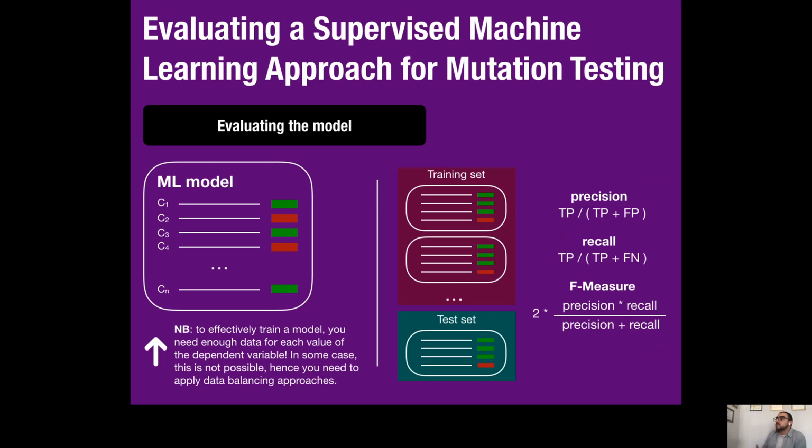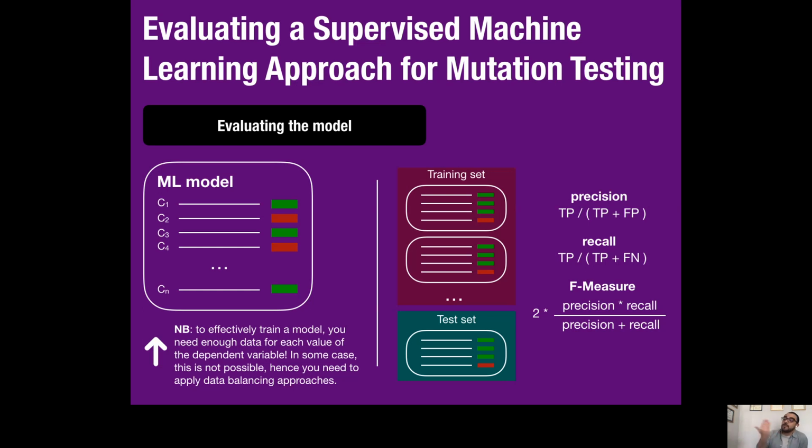And finally, what you do is to measure the performance of the machine learner. There are a number of metrics, but usually what you do is to measure precision, recall, and F-measure. Precision computes the number of true positives, so correct classifications, over the total amount of predictions done by the machine learner. In this way, you see the ratio between correct and incorrect predictions.